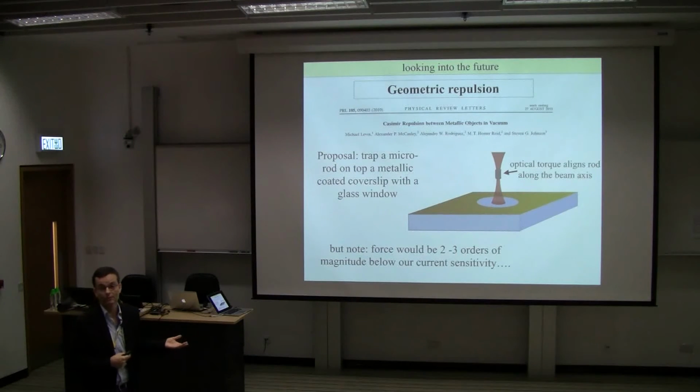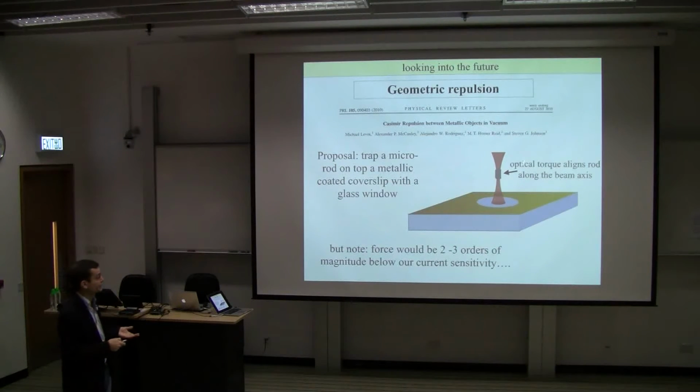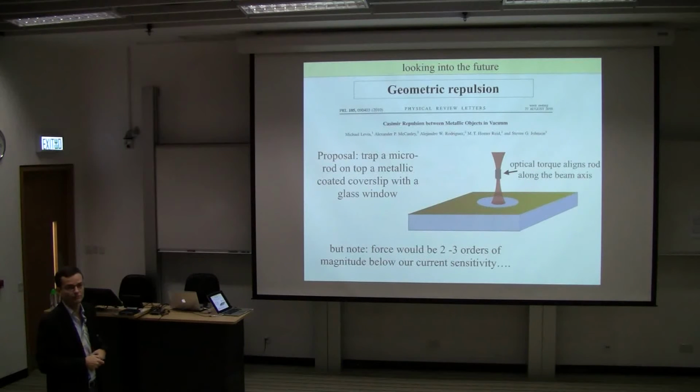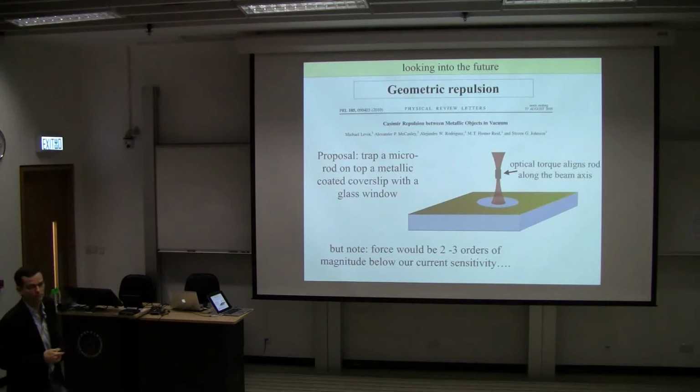And also, in the optical tweezers I'm able to measure very weak forces. The force here, this repulsive force, is very weak. Unfortunately, it seems to be too weak for us at this moment, two or three orders of magnitude too weak. But maybe I'm being too optimistic. Maybe in the future we could try to do this.